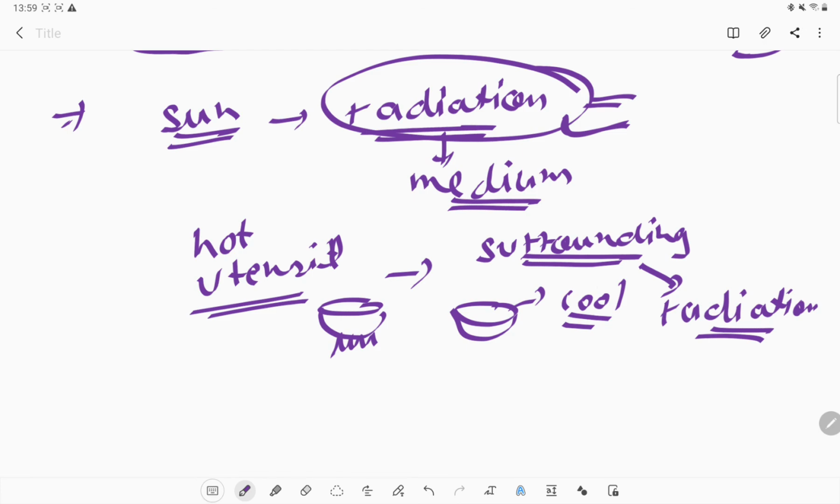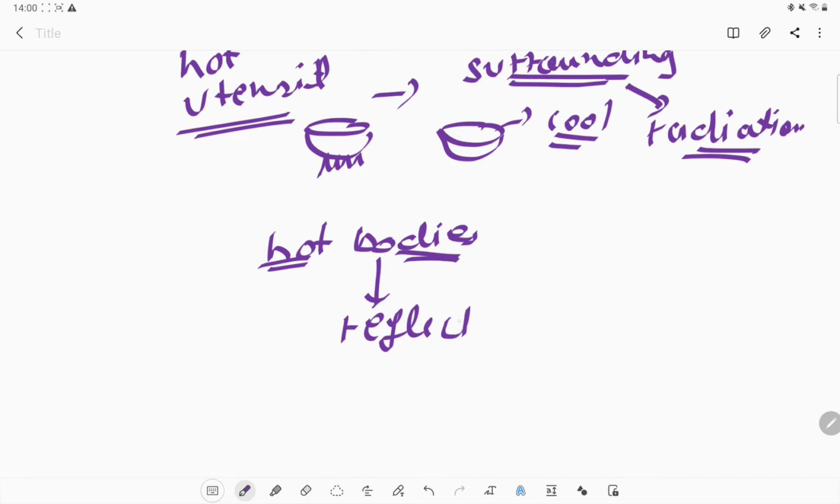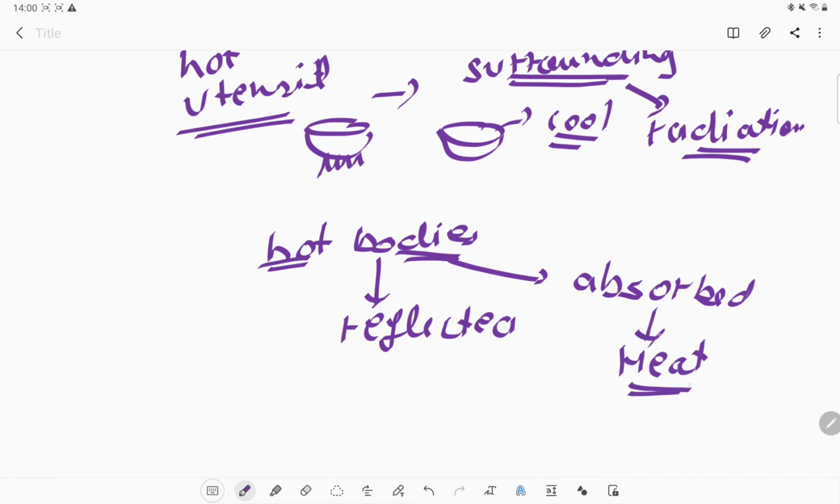Okay, all hot bodies radiate heat. We all know that all hot bodies radiate heat, but when the heat falls on an object, some of the heat is reflected and some of the heat is absorbed. So we feel heat because we absorb the heat. We absorb the radiation, and the area which is reflecting the radiation, we will feel that it is not that much hot.